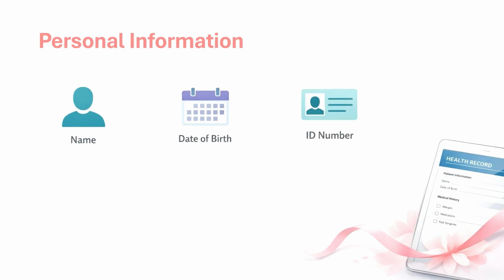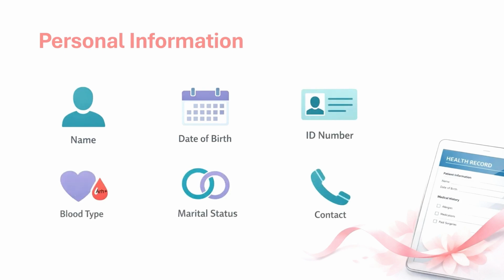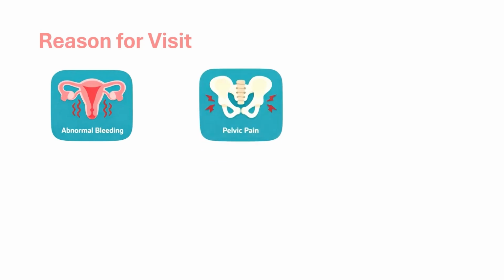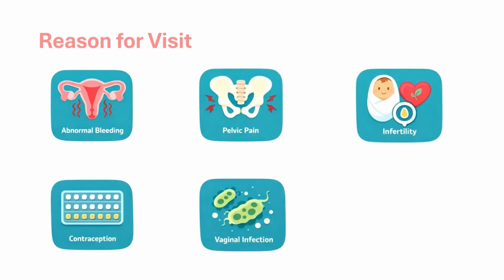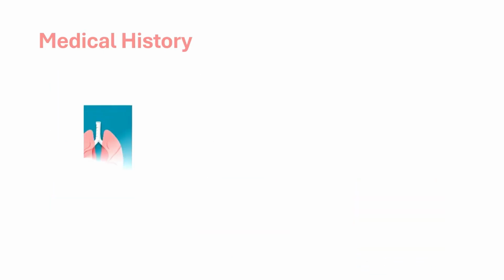Personal information includes patient name, date of birth, social security number, blood type, marital status, contact. Reason for visit: the main reason the patient is seeking medical attention, for example, abnormal bleeding, pelvic pain, infertility, need for contraceptives, vaginal infection, and pap smear.